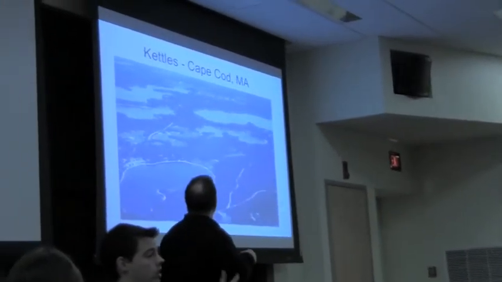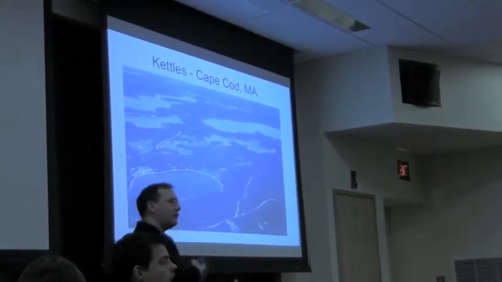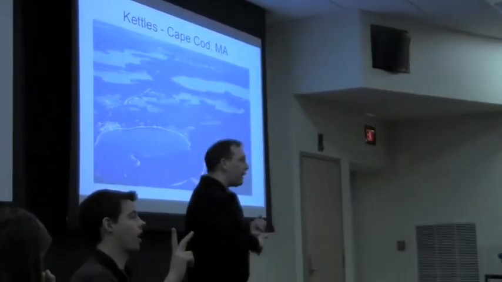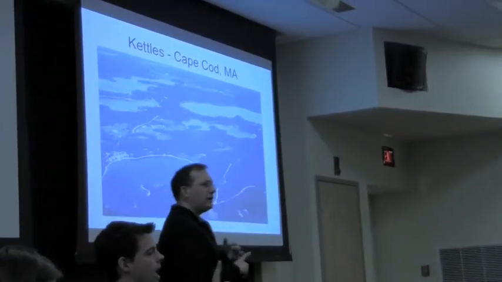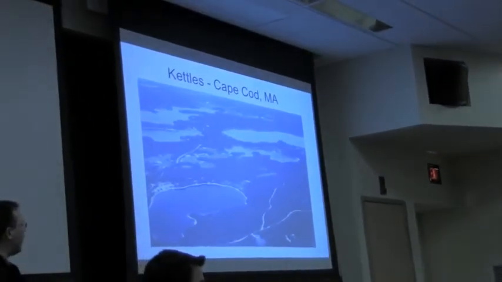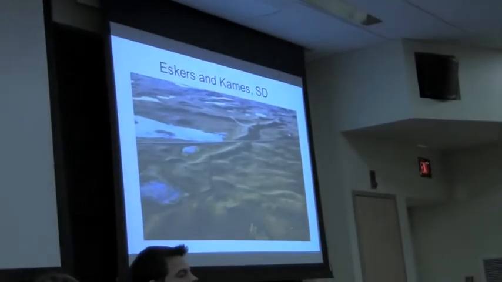These are examples of kettle lakes from Cape Cod, but there are also kettle lakes all over. Walden Pond is a kettle lake, and Fresh Pond over in Cambridge is a kettle lake. These are very common in this sort of area where we were covered by an ice sheet last time.